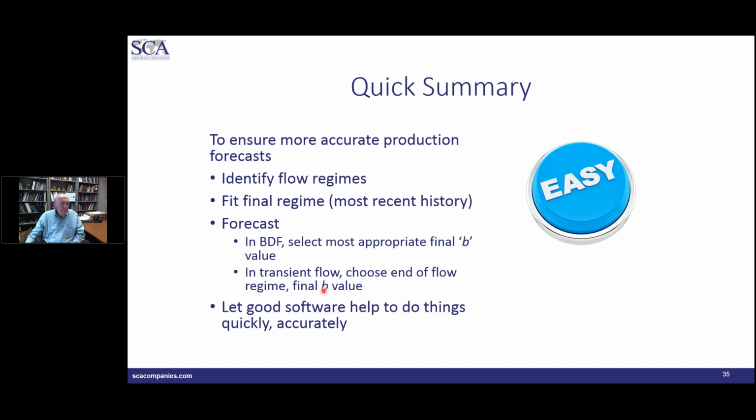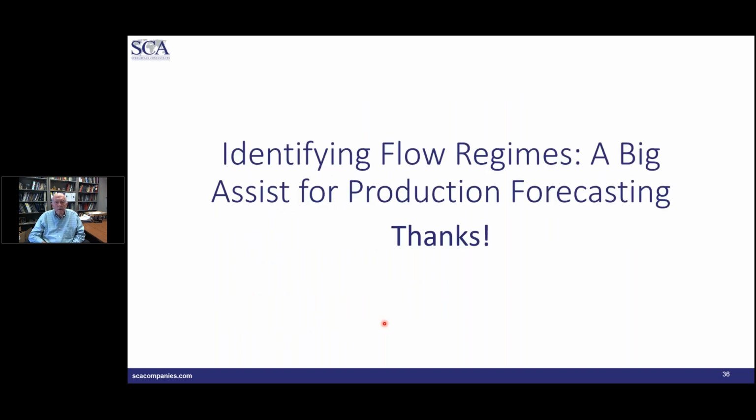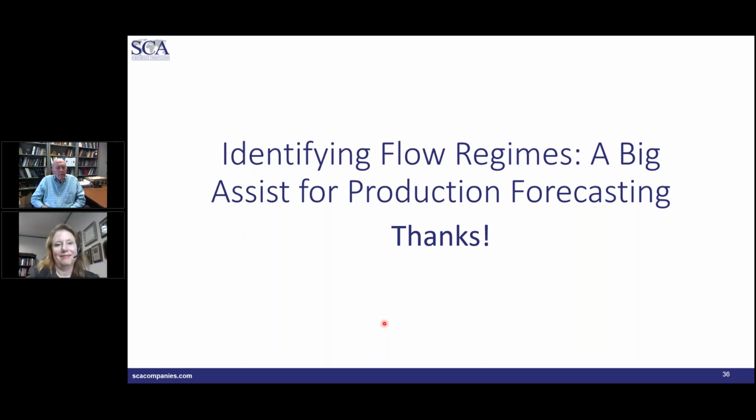And then finally, we need to find and use software which helps us do the kinds of things that I've been talking about here quickly and accurately. We certainly need to be able to prepare log-log diagnostic plots, for example, in order to go through the workflow that I've been outlining. So this concludes the lecture part of my presentation on identifying flow regimes, and I appreciate your attention. And as time permits, I'll be happy to try to answer any questions that you might have.